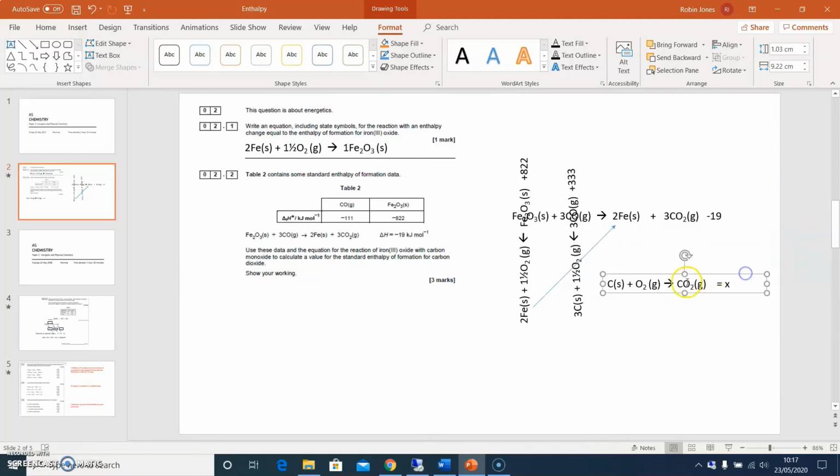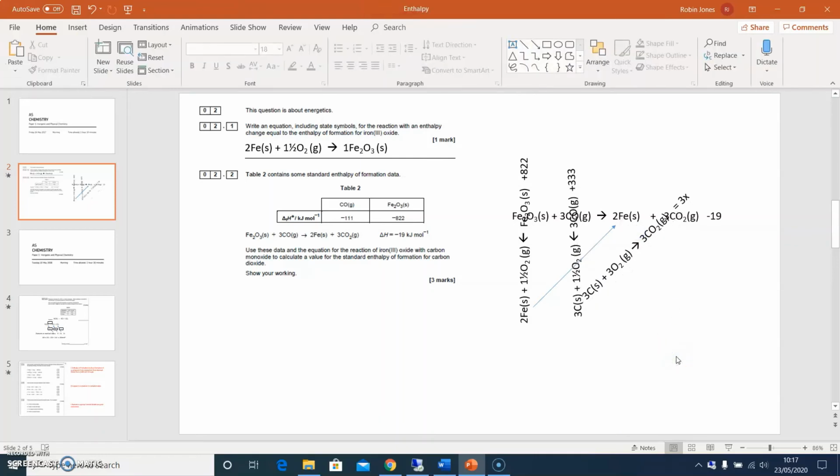So what I'm going to do is times everything by 3. 3, 3, 3, and the enthalpy change will equal 3x, 3 times the amount that I want. I need to still find x. I've had to multiply it by 3 at this point, but we'll be okay, trust me. Now I get a match. Oh, and my arrow's going in the right direction as well. So I've got a match there. Now I need to add everything up.